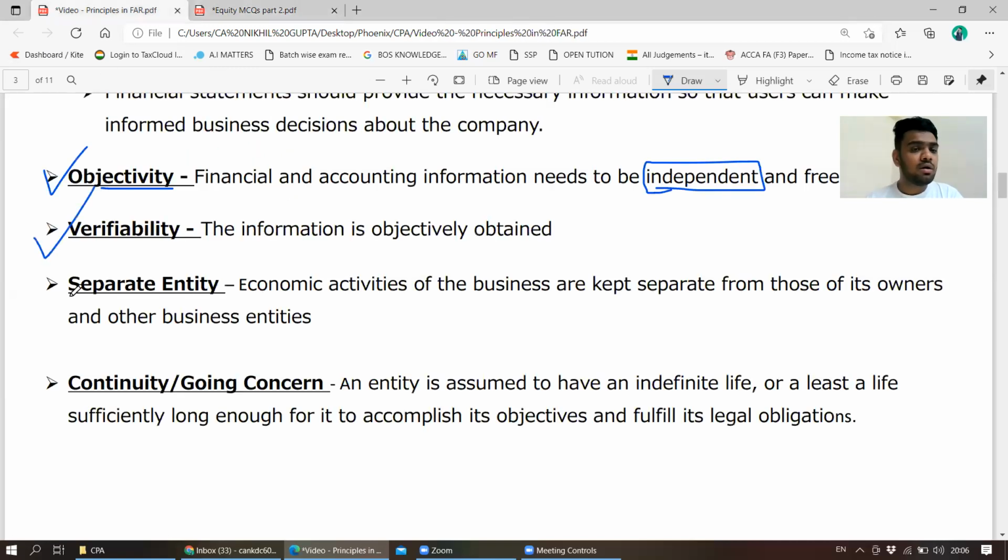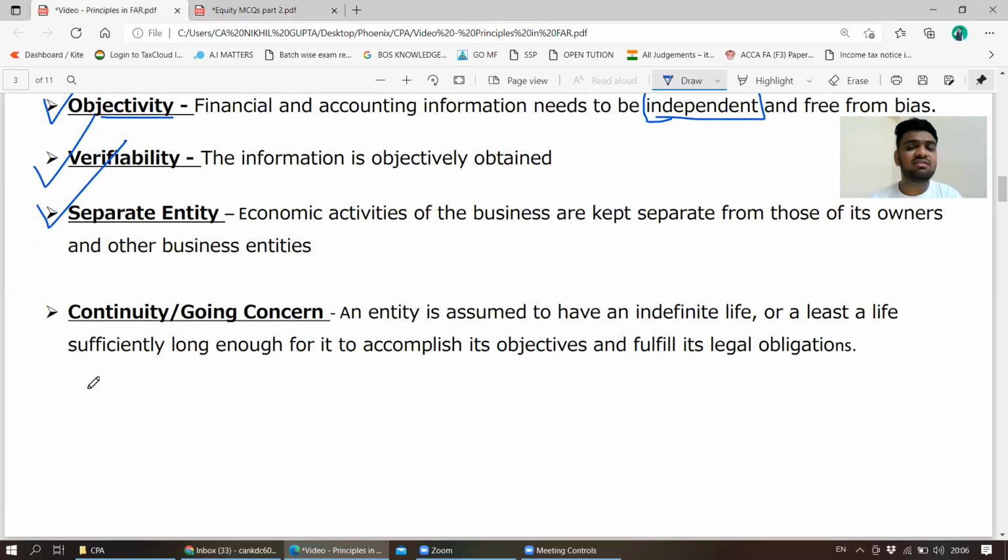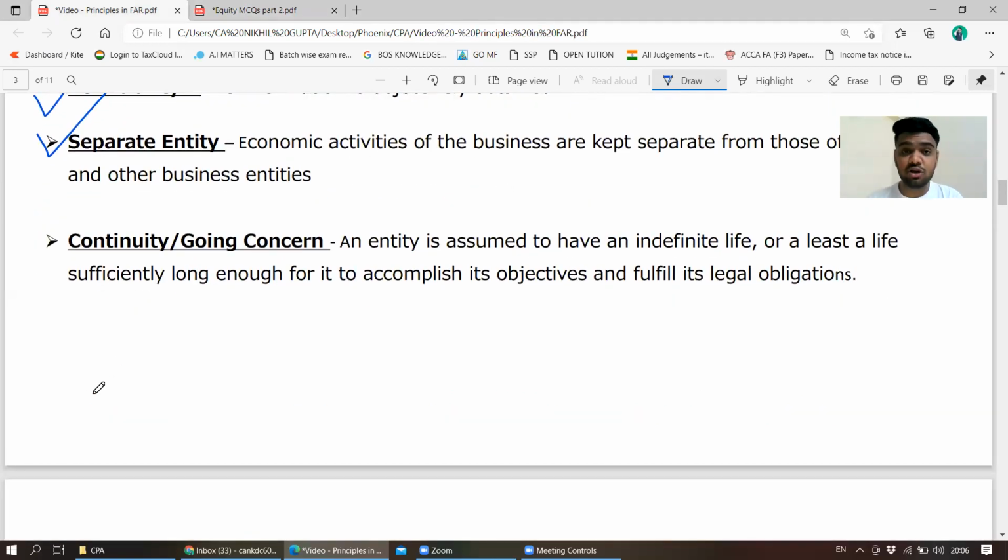Now, we focus on the next important assumption. Now, friends, the separate entity assumption is also a principle. It is an assumption on the basis of which one can always assume that the owner of the business is separate from the business.